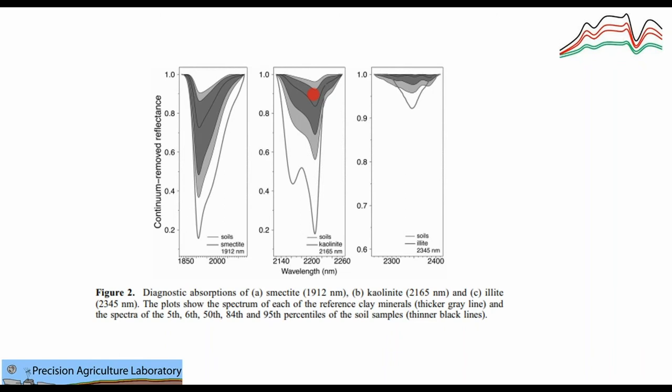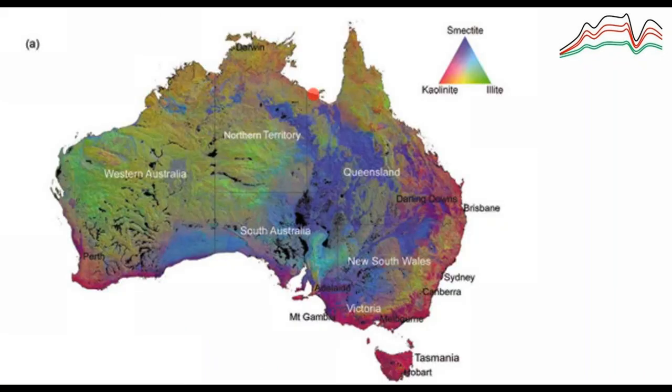And then through a digital soil modeling approach, he created what we have now as a high resolution map of the proportion of different clay minerals in Australia. This was released in 2011. I think it's publicly available. So you have the different contents.